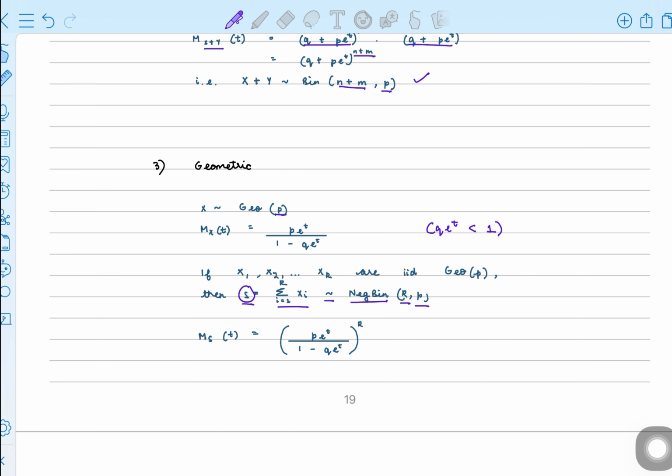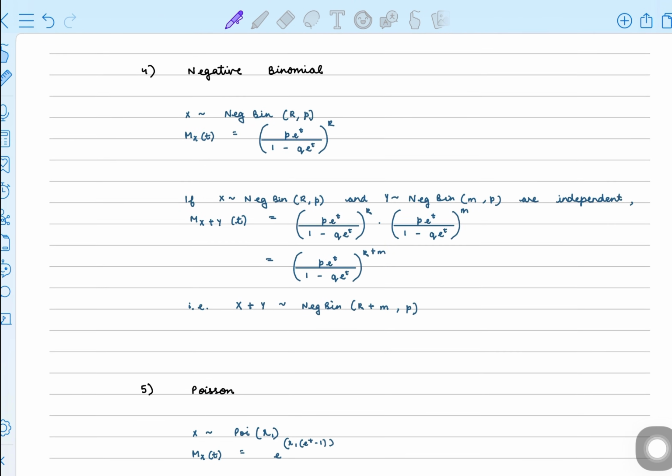Fourth on the list is negative binomial distribution. Suppose a random variable x follows the negative binomial distribution with parameters k and p. Then the MGF is given by p into e to the power t upon 1 minus q into e to the power t, whole to the power k.